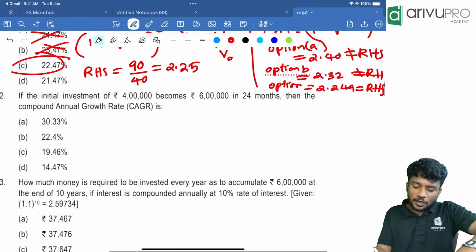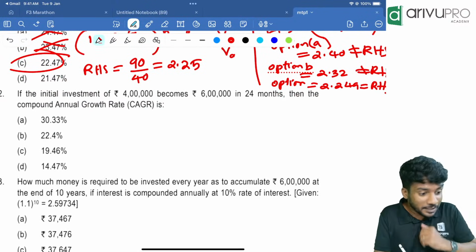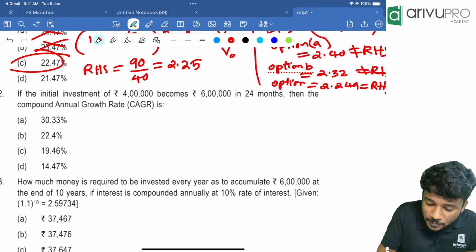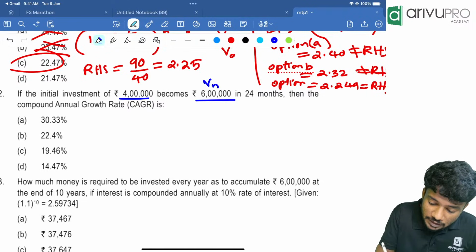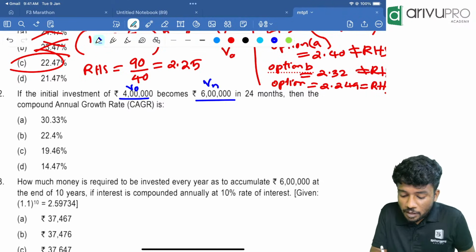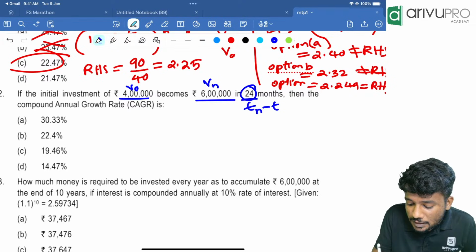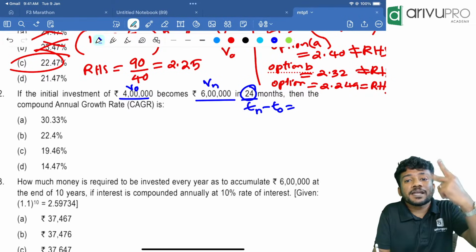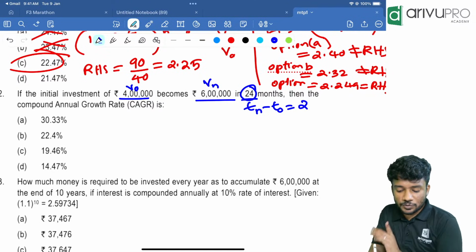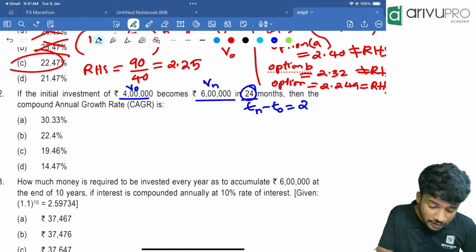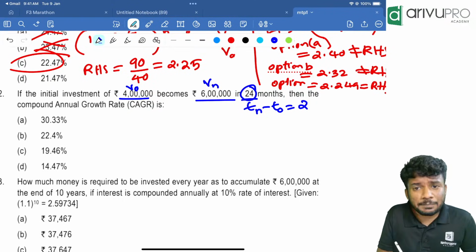Got the method. Now go for the next one. Same question, same type of question, same method. If the initial investment of 4 lakh becomes 6 lakh, that means Vn is this much, V0 is this much. For 24 months, that means Tn minus T0 is 24 months, which is how many years? 24 divided by 12, that is 2 years. Tn minus T0 is 2. Then find the compound annual growth rate, same method.